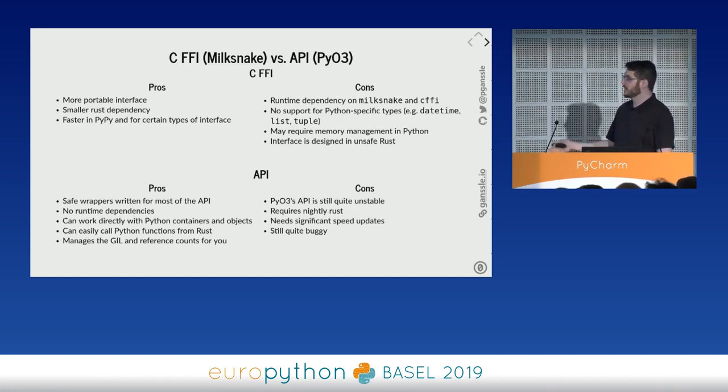And then on the API side, you're using safe Rust for almost all the code that you're writing. It has no runtime dependencies. It has native support for all the Python-specific types. It's actually easy to call back into Python from Rust. And it also manages the GIL and reference counts and stuff for you.